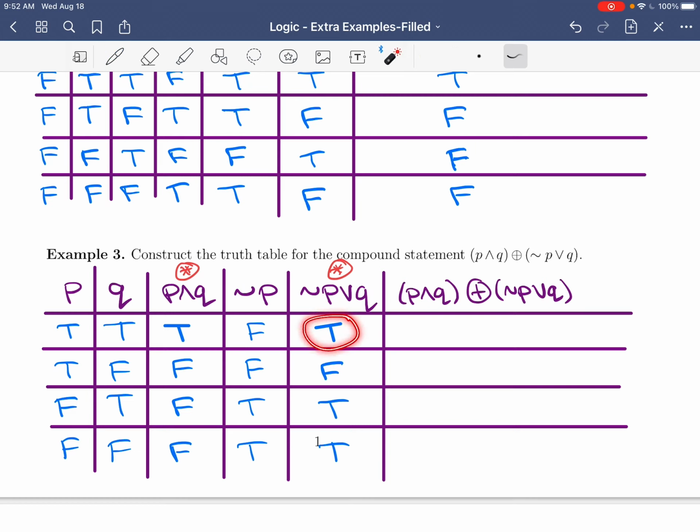So in the first row, I see they're both true. So that's actually a false here. In the second row, they're both false. Okay, so that's a false. And in the third and fourth row, P and Q is false, but not P or Q is true. So exactly one of them is true. So those two rows are going to be true.